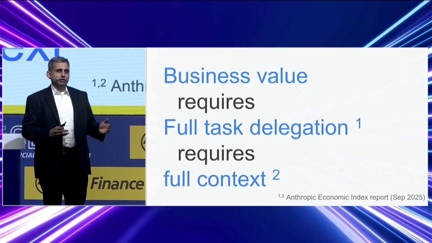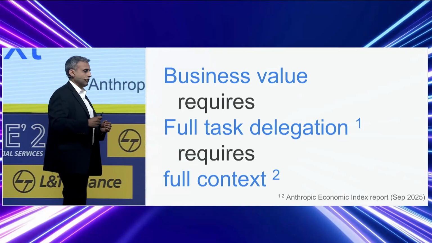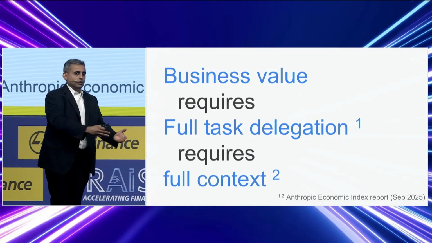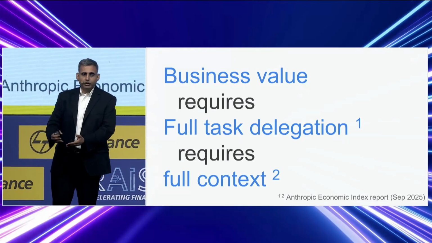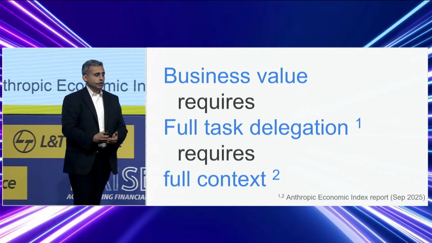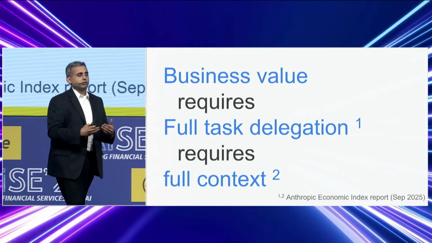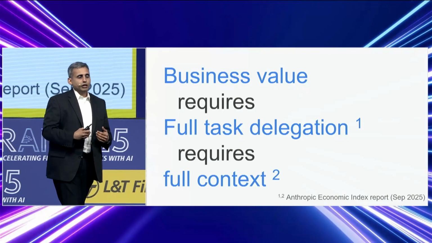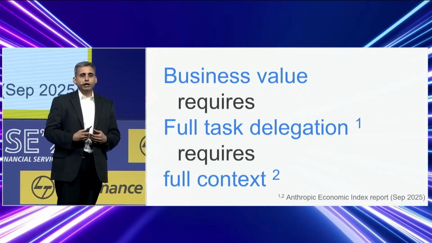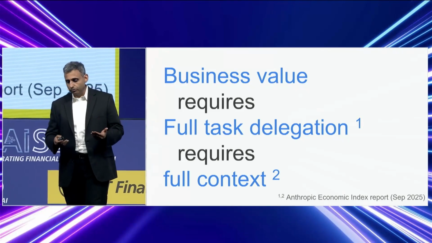Well, that's actually not enough, because the business value really depends on being able to tell an agent, this is the outcome I want, and the agent should then be able to take it from there and go make it happen. That's what I mean by full task delegation. It doesn't do half a task, just like if you were to delegate to a human, half a task is not really that valuable.